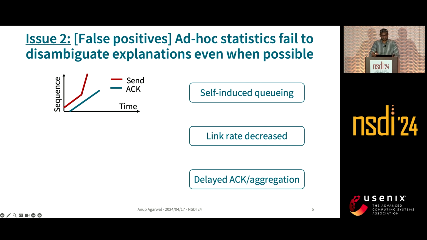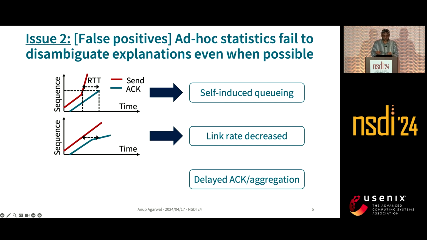We'll get a clearer picture if we look at all the observations a CCA made, represented through the time series of sending and acknowledgement sequence numbers. Here, the slope of the red and blue lines respectively show the sending and acknowledgement rates. And the time between sending a sequence and receiving its acknowledgement gives us the RTT. In this graph, the sending rate increased, implying some self-induced queuing. The exact same RTT inflation could have also been produced due to a decrease in ACK rate, implying link rate decreased.